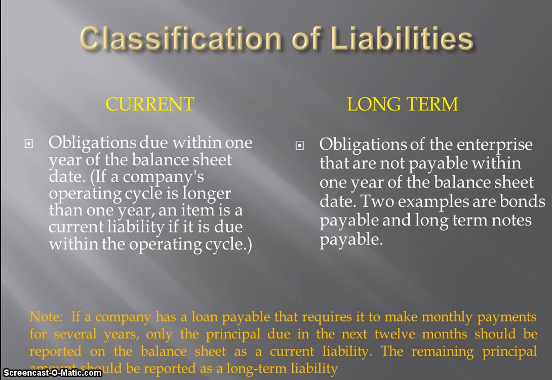Now, if a company has a loan payable that requires you to make monthly payments for several years or more, the principal that's due within the next 12 months is the only thing that you will record as a current liability. The remaining principal will be reported as a long-term liability.